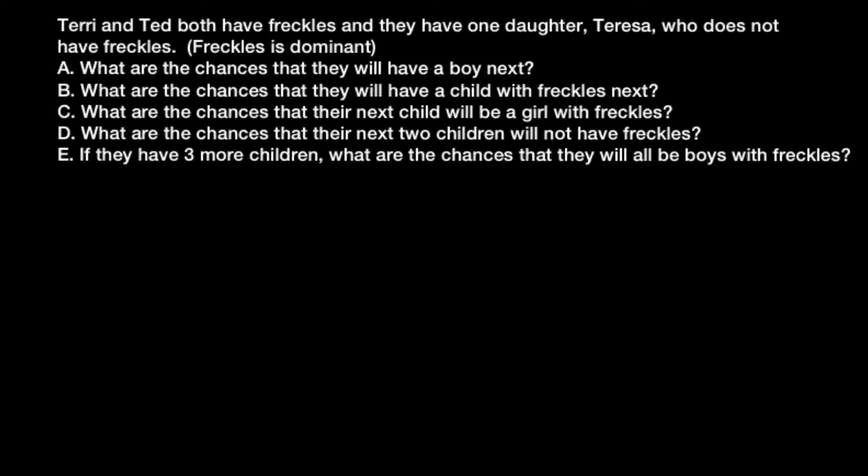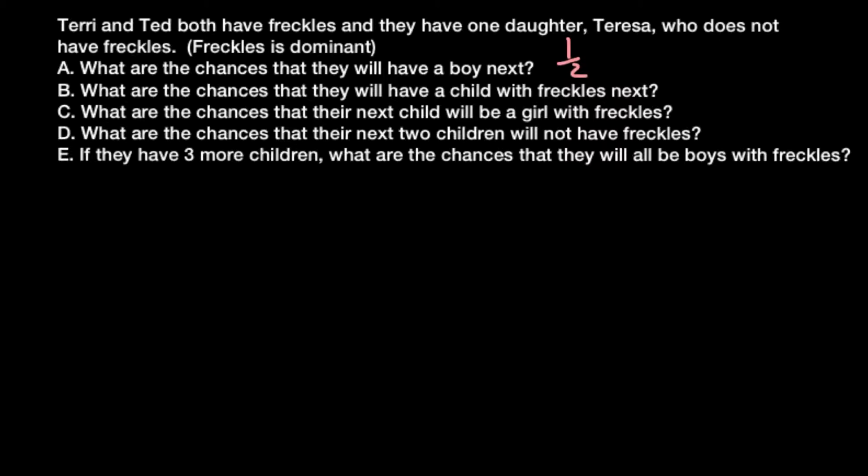Every time a couple has a child, chances are equal that it is going to be either a boy or a girl, 50 to 50%, or 1/2 to 1/2, because no matter what other children they already have, this doesn't have any effect on the gender of the following children. So our answer would be 1/2. Next question. What are the chances that they will have a child with freckles next?